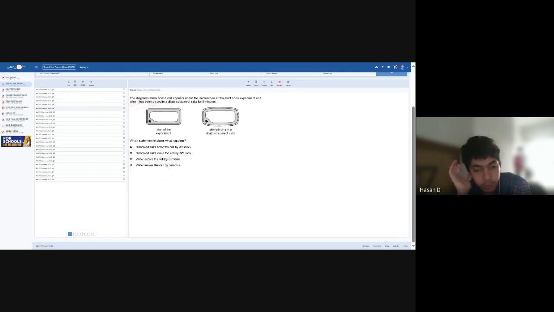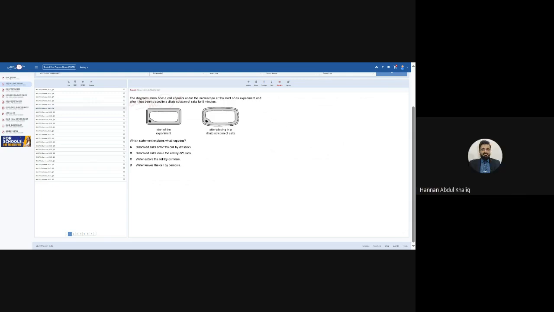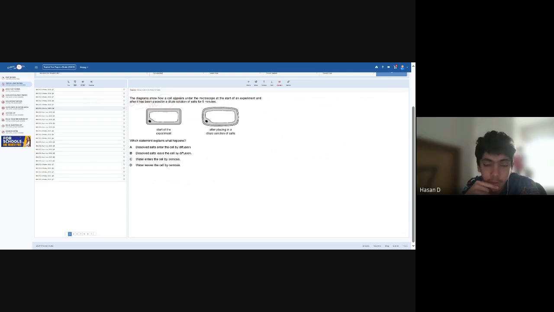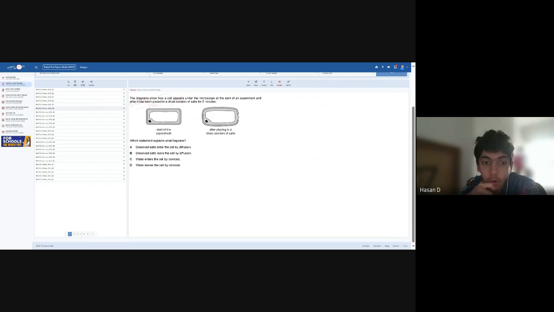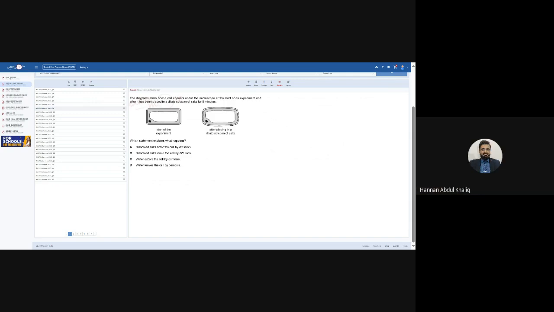The cell would lose the water, because it would go from high to low. Oh, osmosis. Okay, never mind. Then osmosis is the opposite, right? Osmosis is higher to lower.